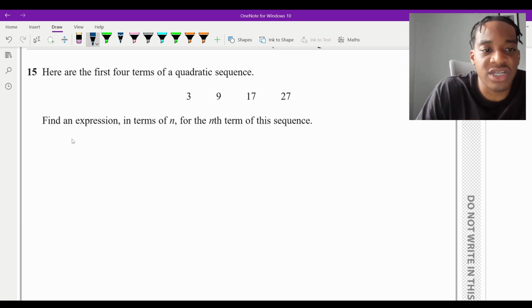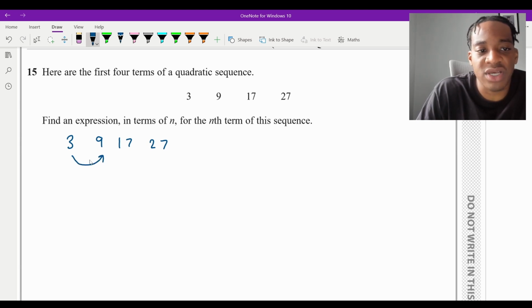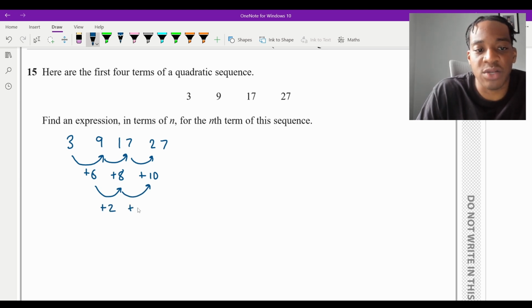So firstly, I'm going to write the sequence out here again. So I've got 3, 9, 17, I've got 27. Now what I'm going to do is figure out what the first difference is. So 3 to 9 I add 6, 9 to 17 I'm going to add 8, aren't I? And then 17 to 27 I'm going to add 10. Now that is the first difference. Now what we do is find the difference between these numbers here. And we can see that this is just a plus 2 here, and this is a plus 2 here.